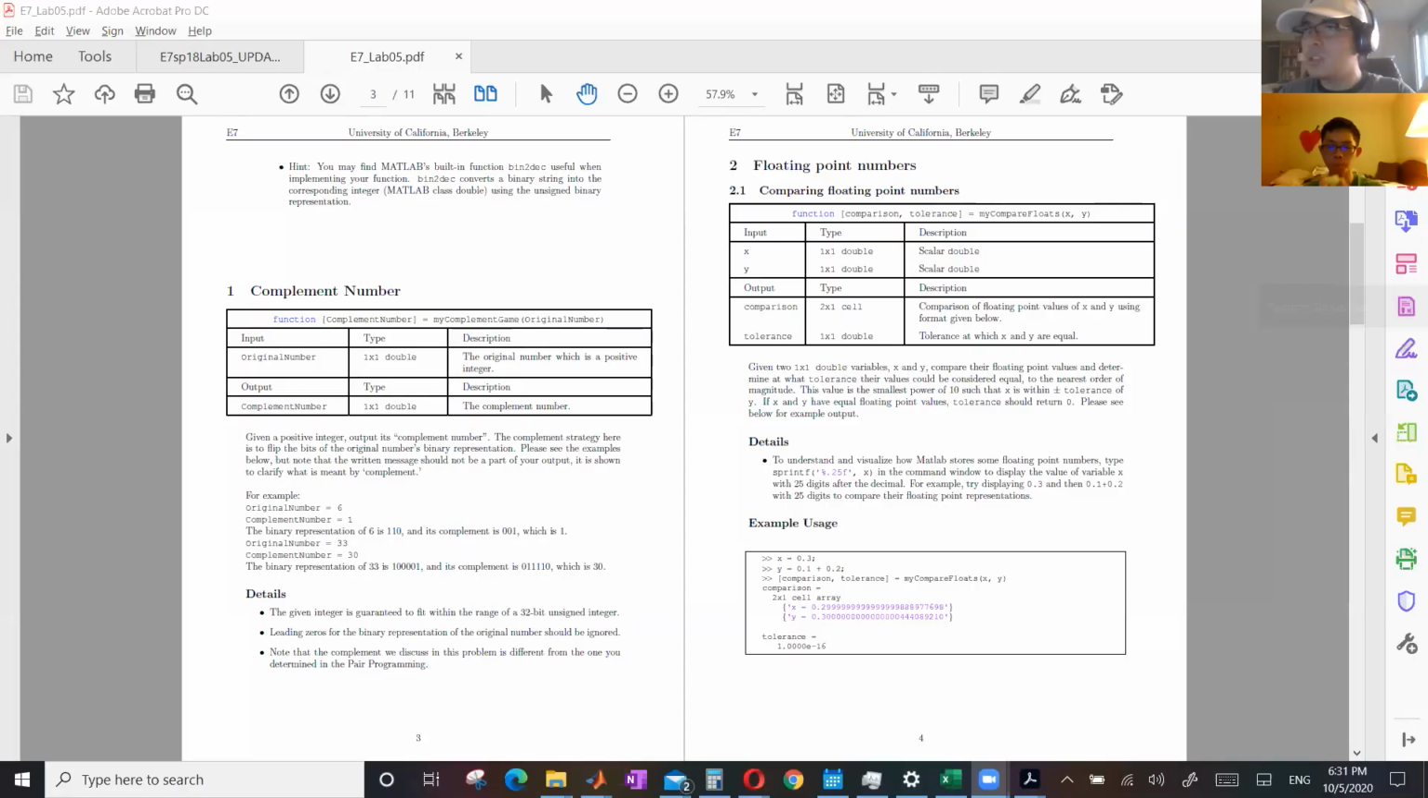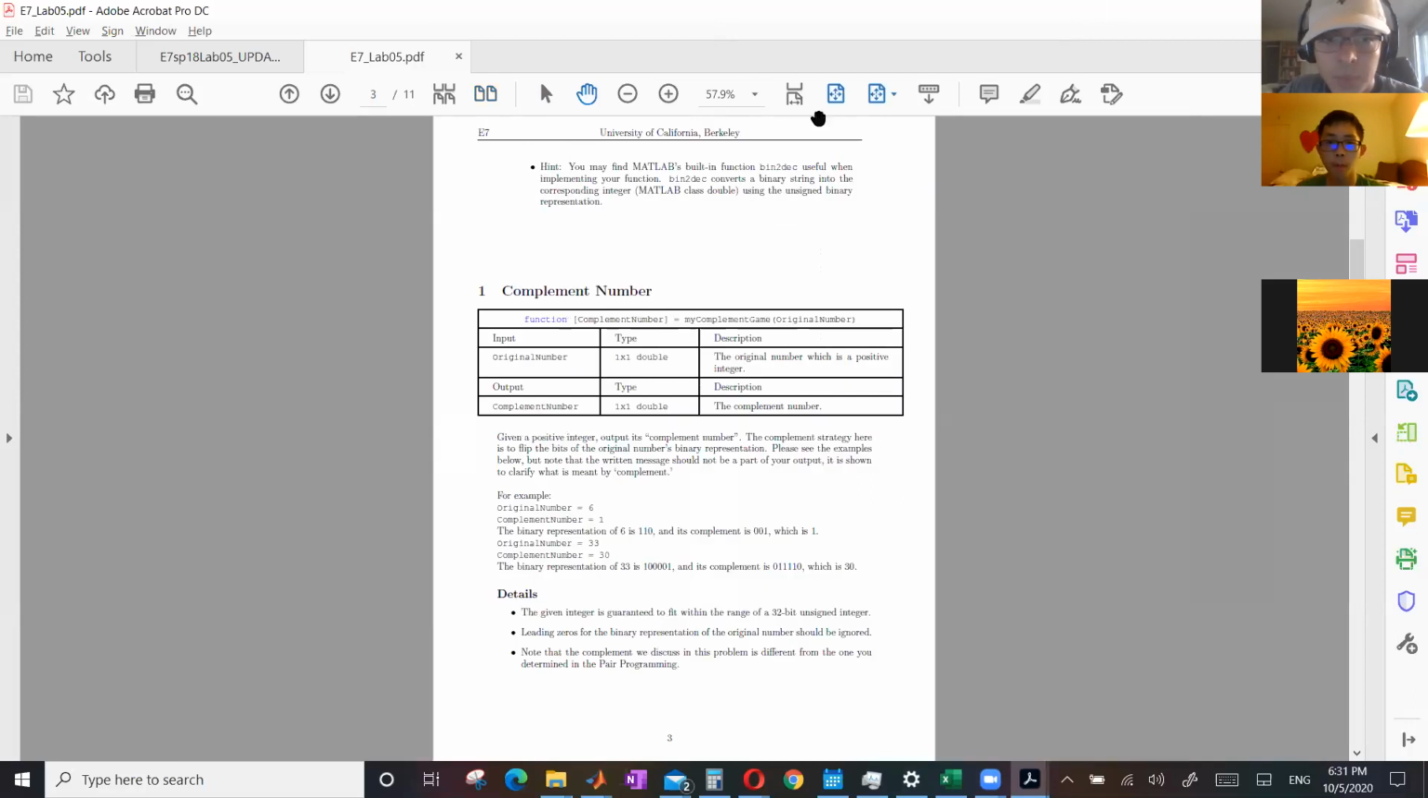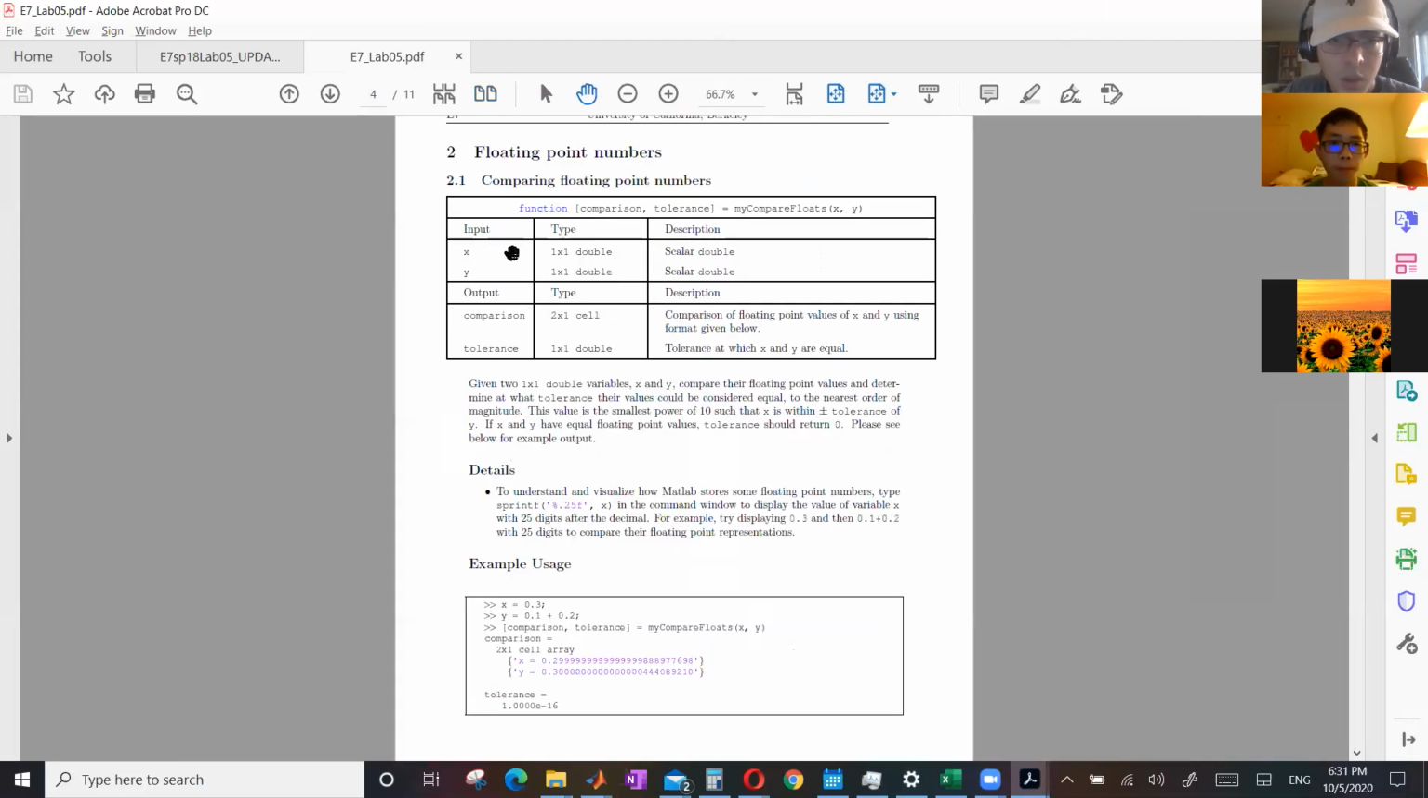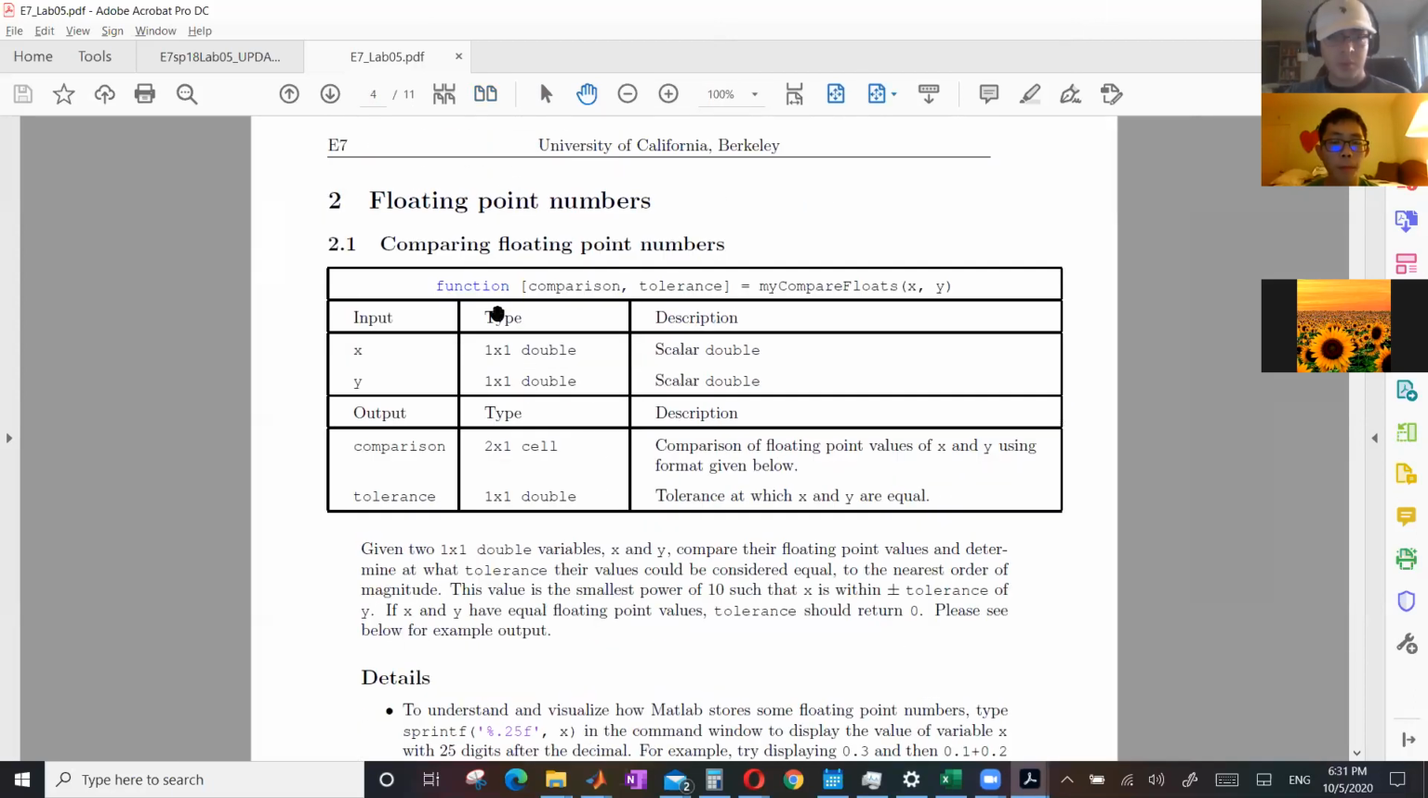Okay, so let's go over problem 2. Let me share this with you. Can everyone see the PDF? Yes. Okay, that's good. Zoom in a little bit. Yeah, let's see. Okay, so the problem is floating point numbers, comparing floating point numbers.